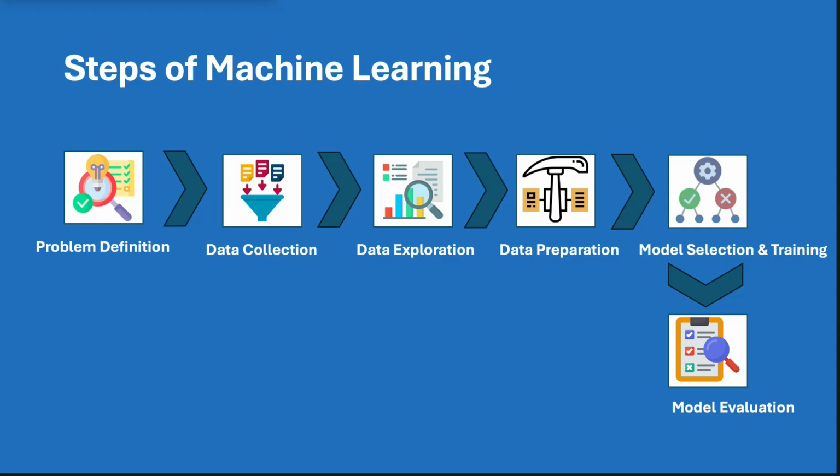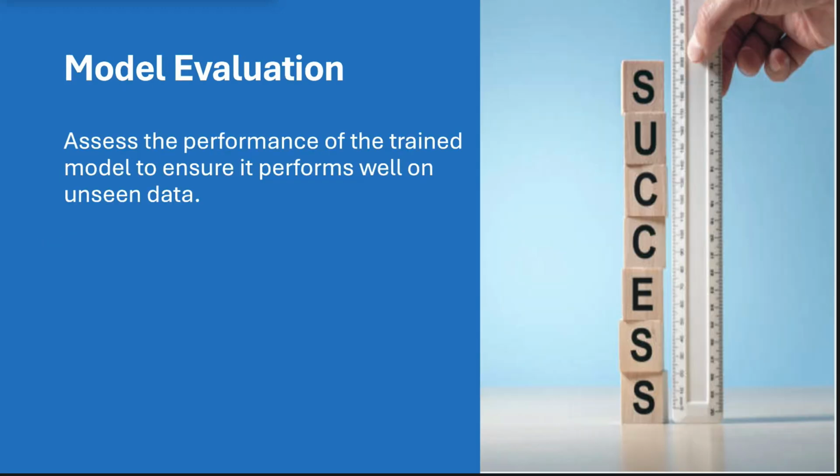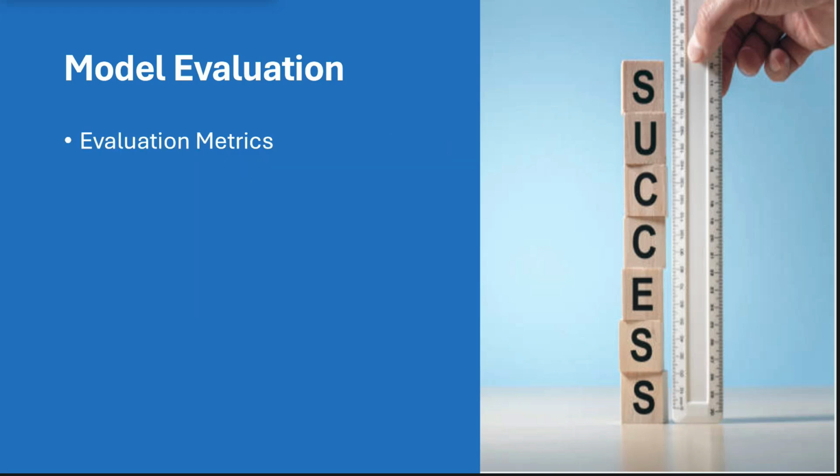So, the next step of the machine learning process is called model evaluation. This step involves assessing the performance of the trained model to ensure it meets the required standards and performs well on unseen data. Evaluating the model helps in understanding its accuracy, precision, recall, and other metrics, which indicate how well the model will perform in real-world scenarios. The key elements of model evaluation are evaluation metrics, like using appropriate metrics such as accuracy, precision, recall, F1 score, or mean squared error, depending on the type of problem you are solving: a classification problem, a regression problem, a clustering problem, and so on.